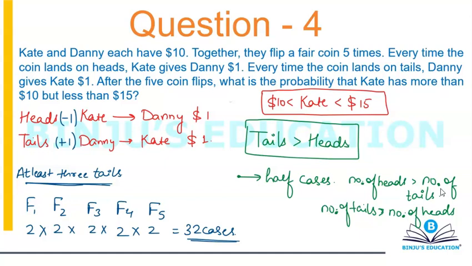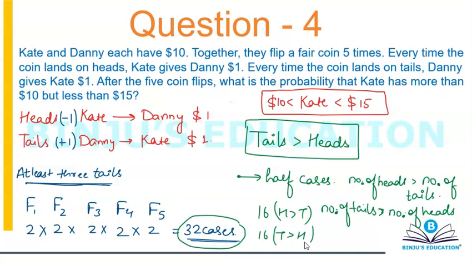Now, since we want the number of tails to be greater than the number of heads, because that's the way Kate is going to win every time, you will think, okay, we have a total of 32 cases, which means for 16 cases the number of heads is more than tails, and for the remaining 16 cases the number of tails is more than heads. So we will simply mark our answer as 16 upon 32, which is 1 by 2, and that will probably be one of the options.